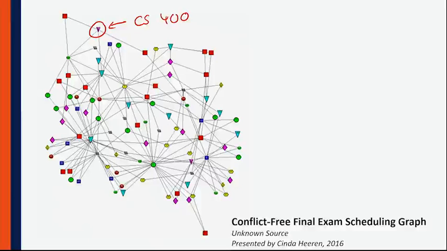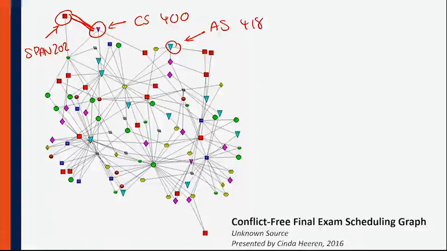Another node right here might be the course Spanish 202. There exists an edge if there is at least one student who's taken both CS 400 and Spanish 202. So in this case, because this graph has an edge there, we know there is a student who's taken both. That's awesome. If we look at another course right now, it's going to be Agricultural Sciences 418.